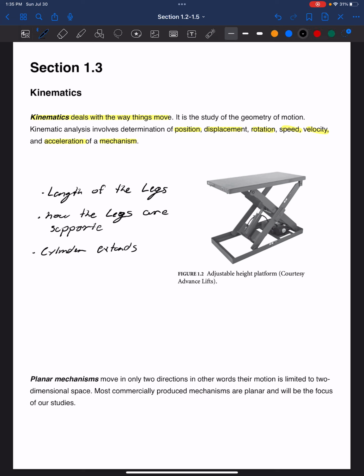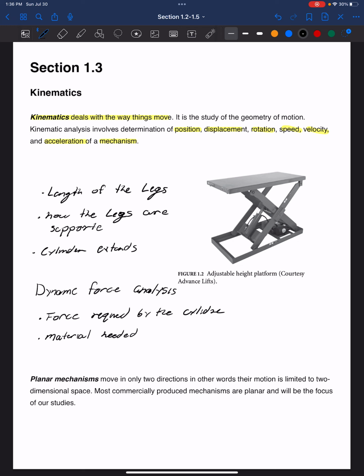We're going to also do something called dynamic force analysis. What this is, we're going to look at aspects such as the force required by the cylinder to actually move the machine. And we're going to also maybe need to take into account how much force these legs are going to feel. So we might have to look at the material needed.